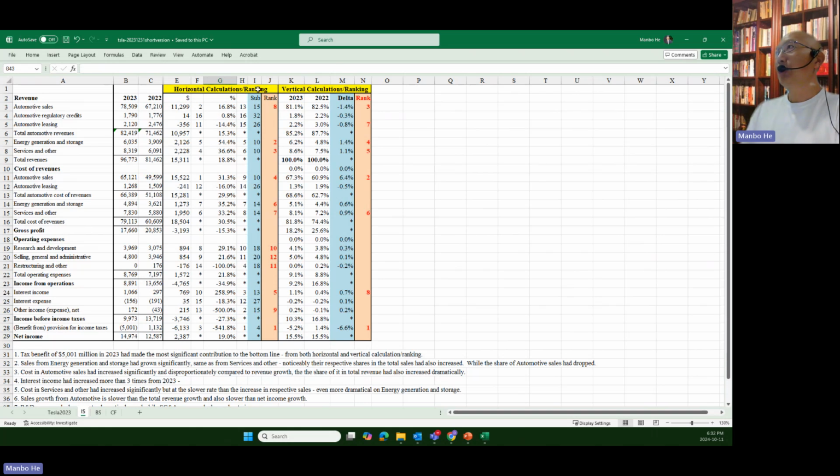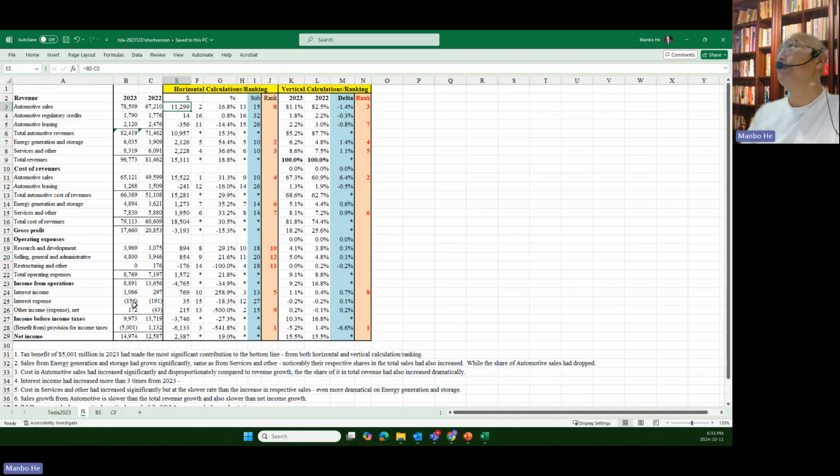This first portion is the horizontal calculation. So firstly, you do a comparison in terms of dollar amount. For the dollar amount comparison, you use the number from 2023 minus the number from 2022, and you get the difference. This difference is the horizontal difference. You get the same difference for each item, so it has to be done for the whole statement. You cannot just pick and choose.